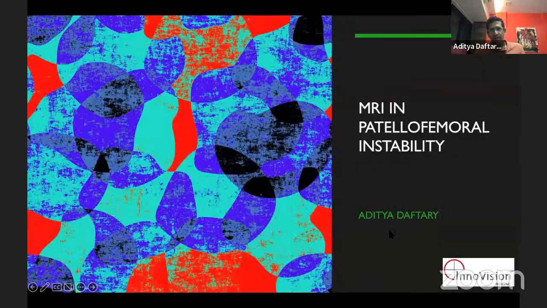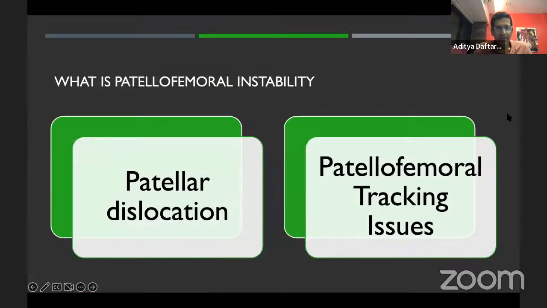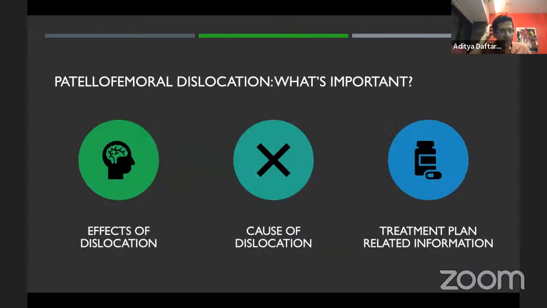Okay, so let's start just quickly on MRI in patellofemoral instability. When we think about patellofemoral instability, I like to think about two components. One is patellar dislocation, and the second is patellofemoral tracking issues. When we look at patellofemoral dislocation, the way I at least think about things is, one is what are the effects of dislocation? What cartilage, what ligament, what structures are damaged? Then the second thing we think about is what is the cause for that dislocation?